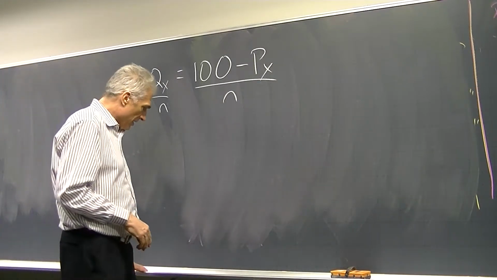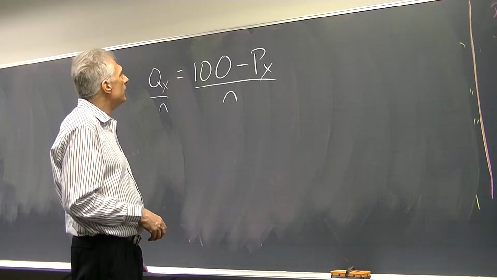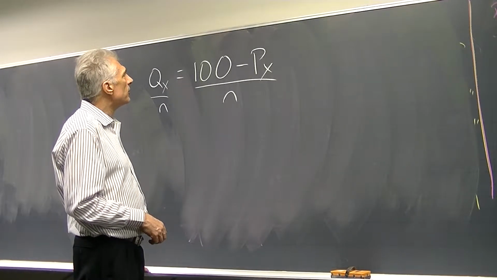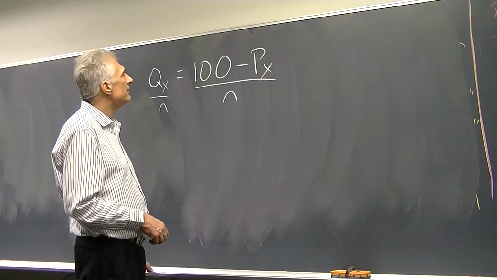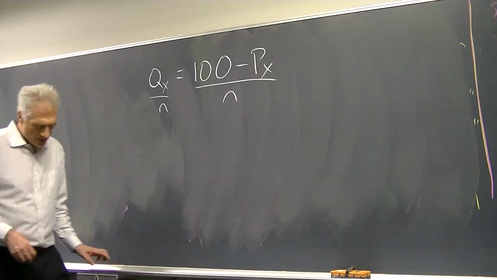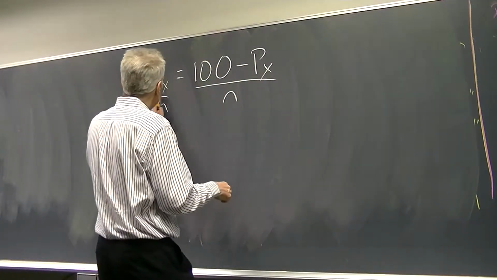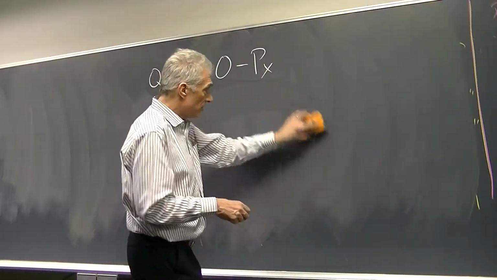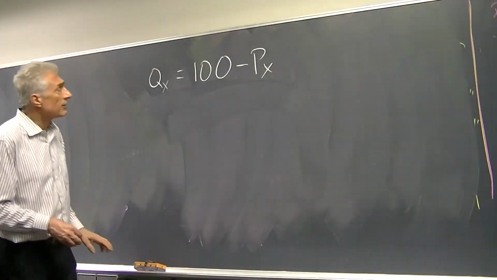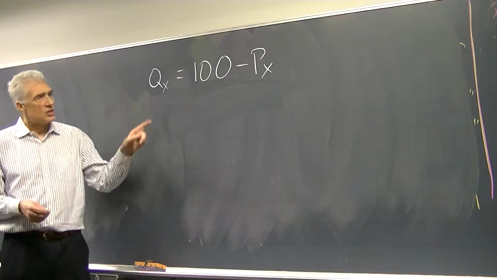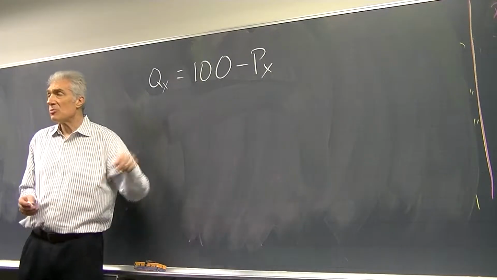Let me not worry about that right now. We can worry about the number later, but let's work on this. So this is qx. That's qx equals 100 minus px.